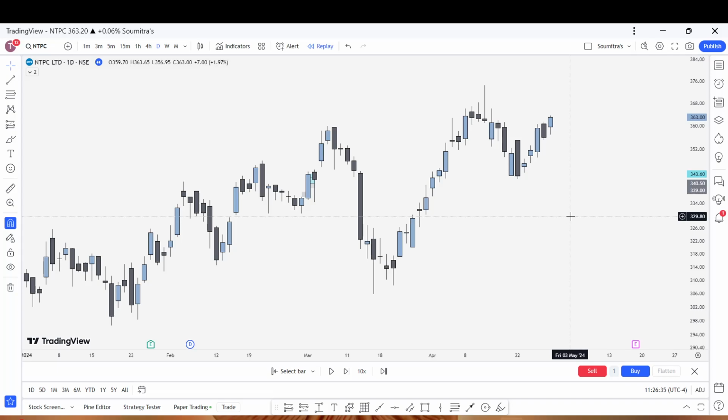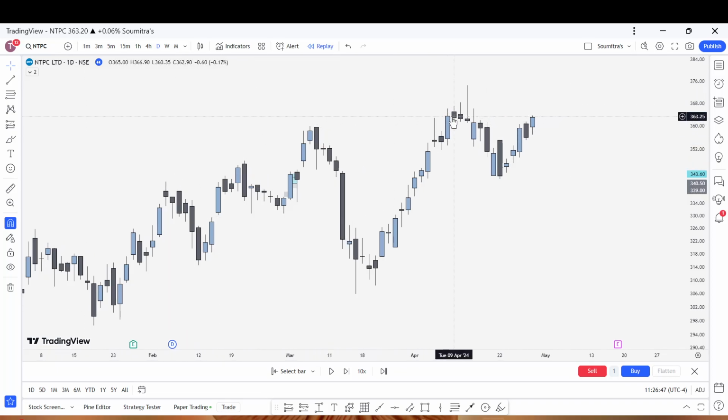Okay, so this is the second trade taken today, 30th April 2024, and this is the Indian stock market. Stock name is NTPC, and as you can see here, price is coming from this type of inefficiency or zone, whatever you want to say. That is not very important.